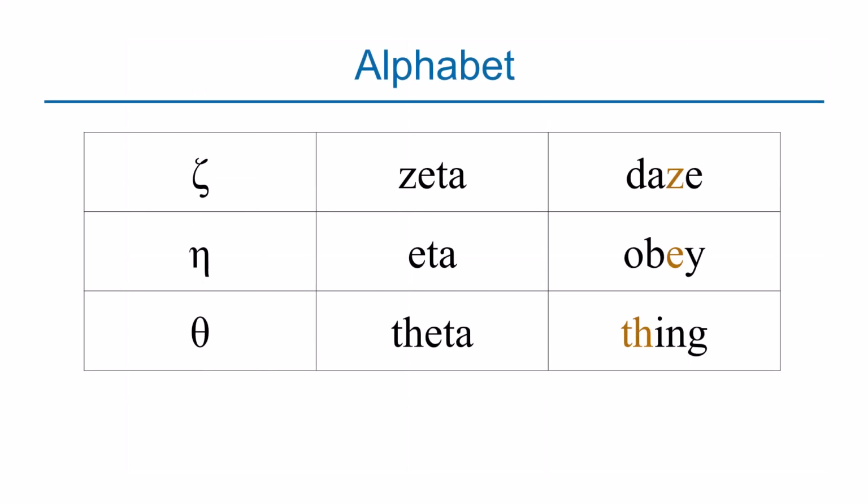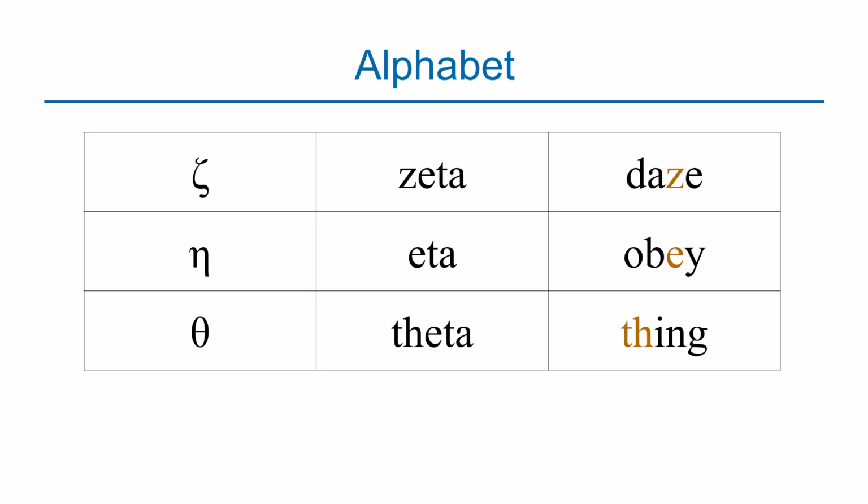Let's move on. The next set of 3, we have zeta. Zeta as in days, as in the word days. That Z sound is equivalent to zeta. That's how you pronounce zeta. And then you have eta. And eta is pronounced E as in obey. That E sound is how you pronounce eta. Only that the E is prolonged. Obey. And then you have theta. Very common in mathematics. And theta has the TH sound, as in the word thing. That's how you pronounce theta, or the letter theta.